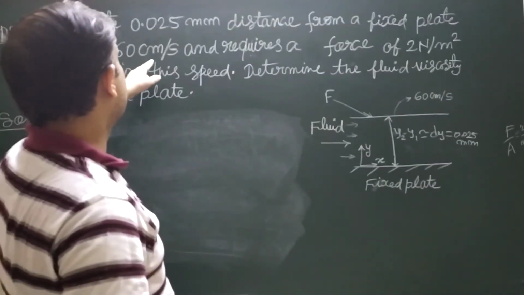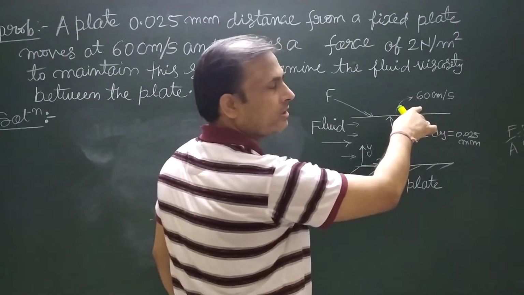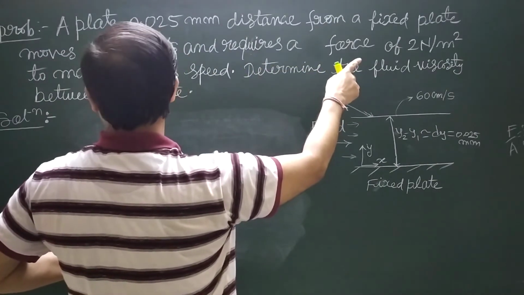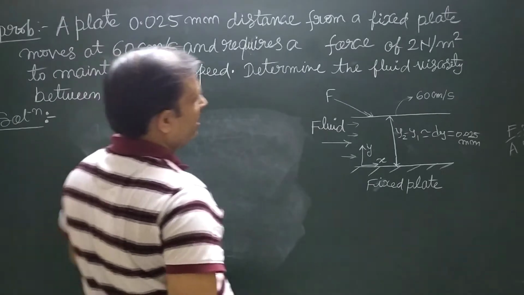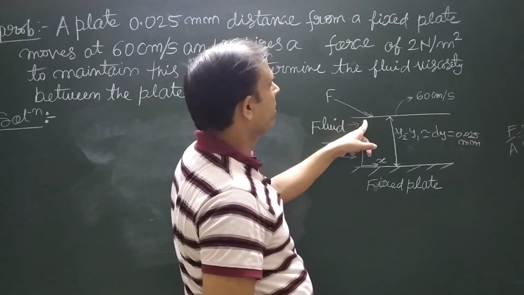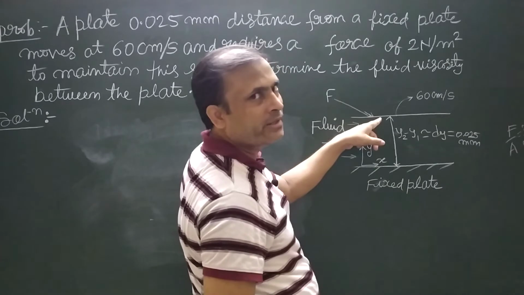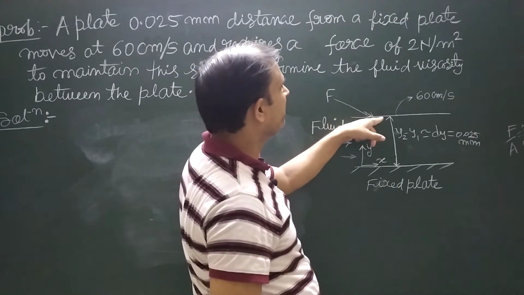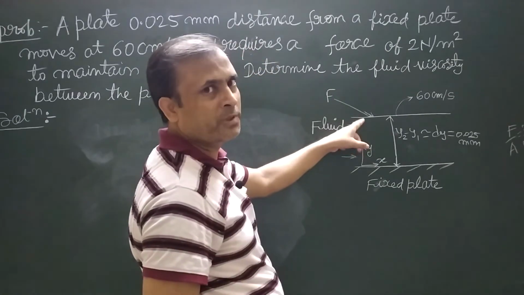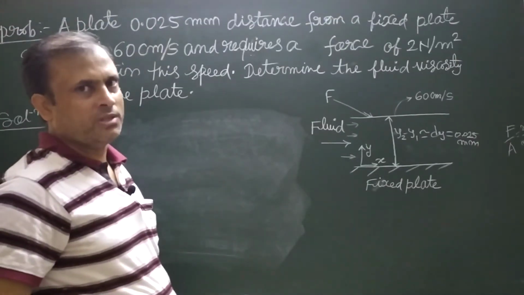The plate moves at 60 centimeter per second. So the top plate is moving with 60 centimeter per second velocity, and requires a force of 2 Newton per meter square to maintain this speed. This plate requires some force, 2 Newton per unit area, so that the motion of this plate is maintained. If the motion of this plate is maintained, then the motion of the liquid flowing between these two parallel plates will also be maintained. Here we have to calculate the viscosity of the fluid.